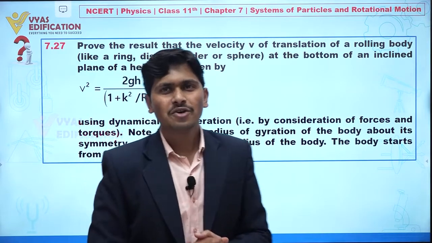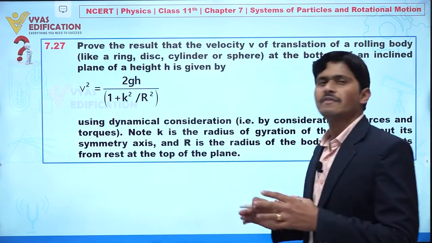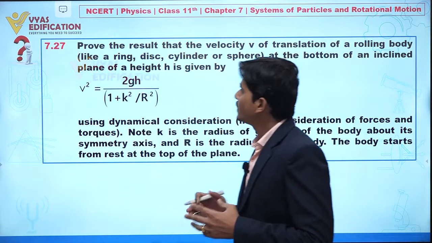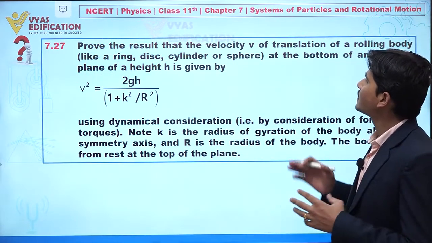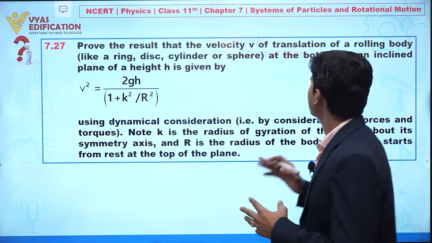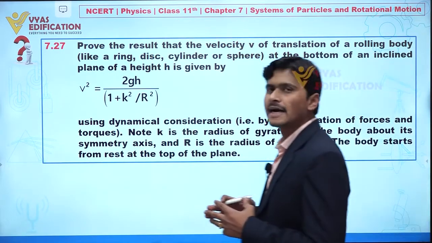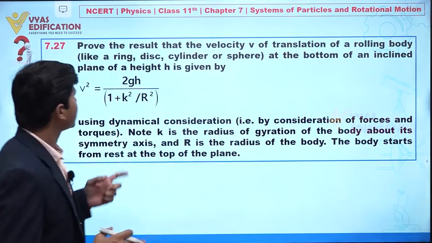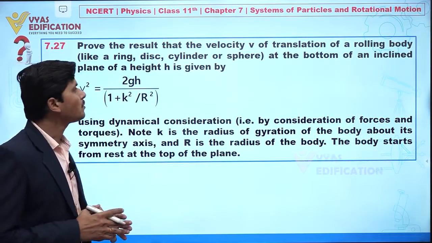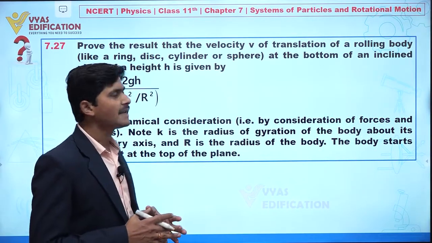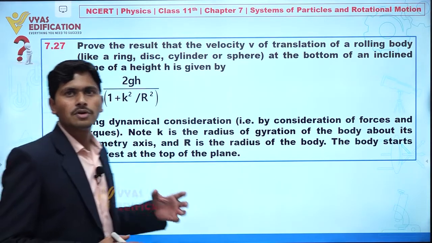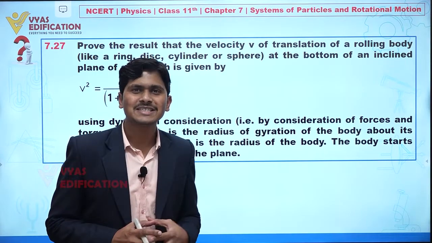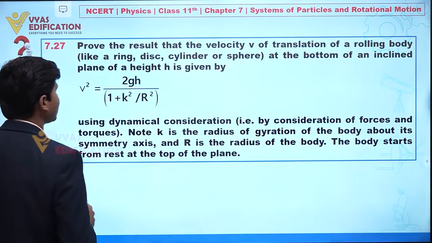Now dear student, we are going to discuss question number 7.27, and in this question it is given to you, prove the result that the velocity v of translation of a rolling body like a ring, disc, cylinder or a sphere at the bottom of an inclined plane of height h is given by this expression. Clear? So now we are going to derive this expression, so concentrate on the screen.